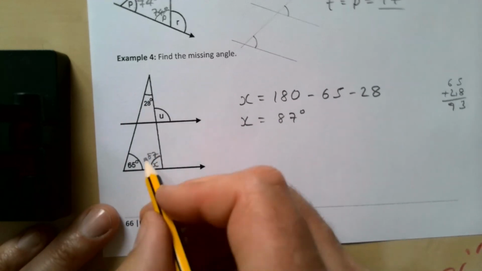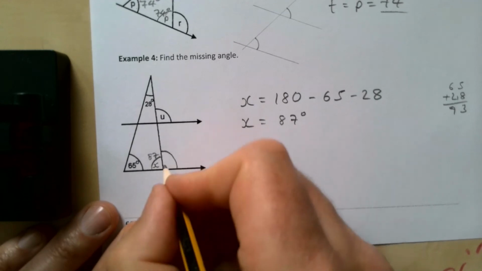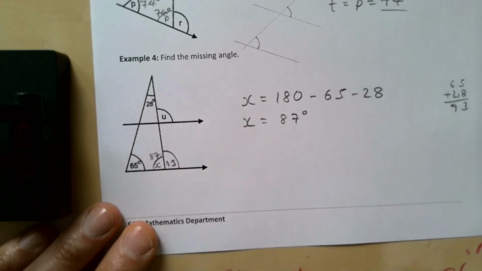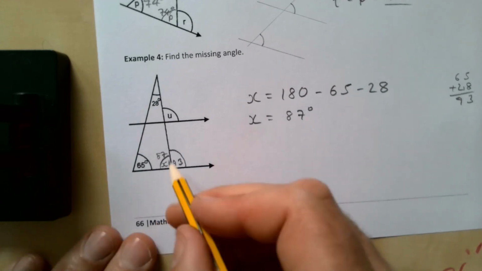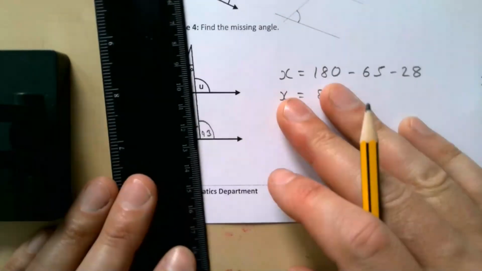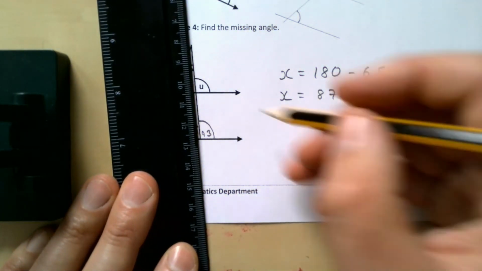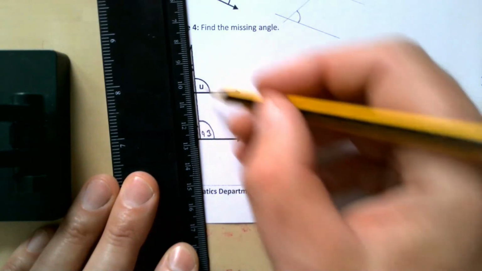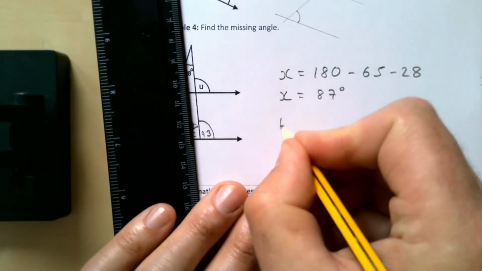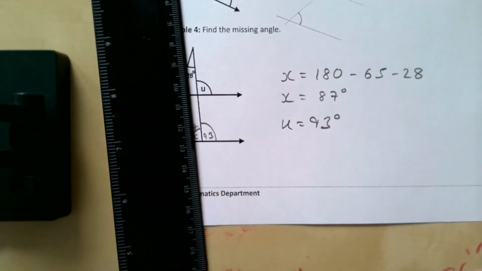Okay, if that's 87, that angle there must be 93 degrees because they add to 180. And then I don't know if you can see this, that's an upside down F. So those two angles then are corresponding. So U must equal 93 degrees.